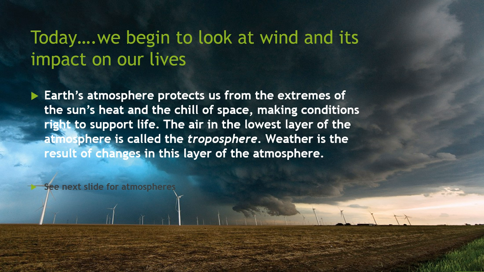So today we're looking at why does the wind blow, and it starts our section on weather and the wind. So we begin to look at wind and its impact on our lives. The Earth's atmosphere protects us from the extremes of the sun's heat and the chill of the outer space, making conditions right to support life. The air in the lowest layer of the atmosphere is called the troposphere. Weather is the result of changes in this layer of the atmosphere.